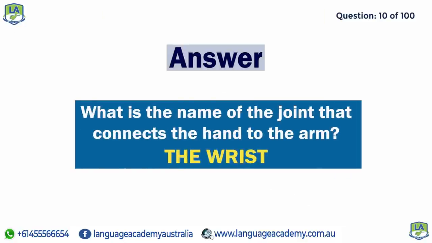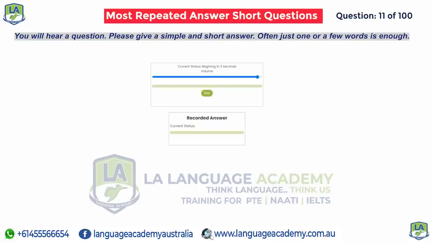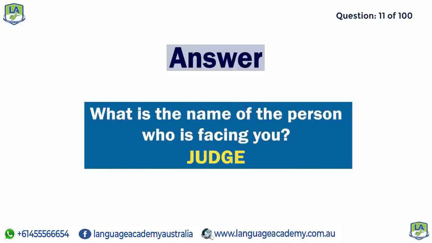What is the name of the joint that connects the hand to the arm? The wrist. What is the name of the person who is facing you? Judge.